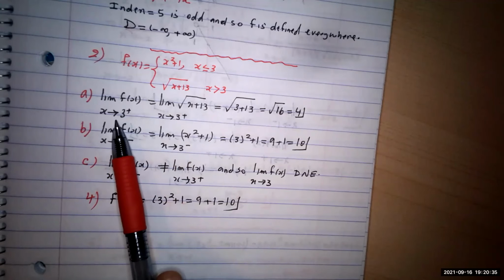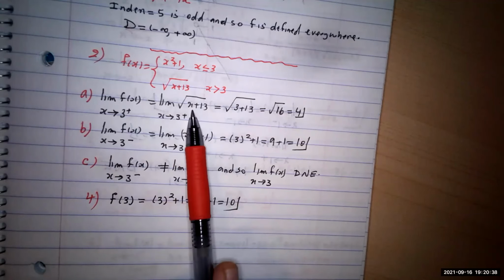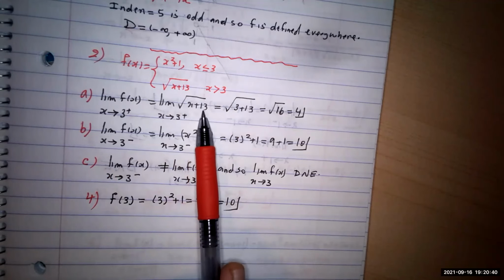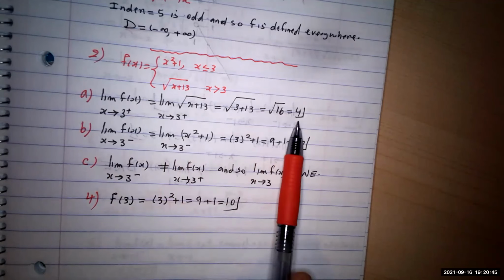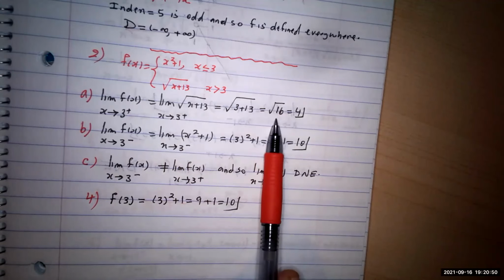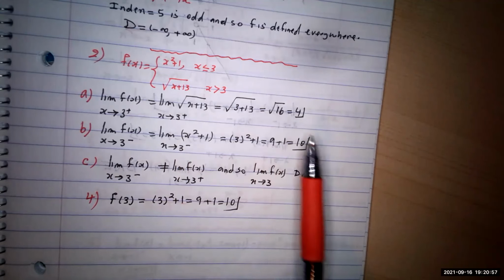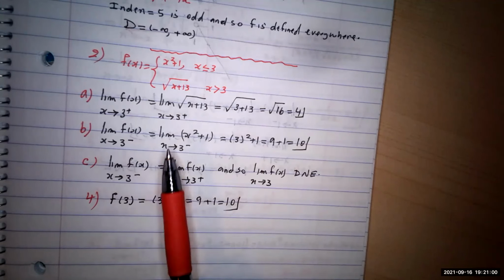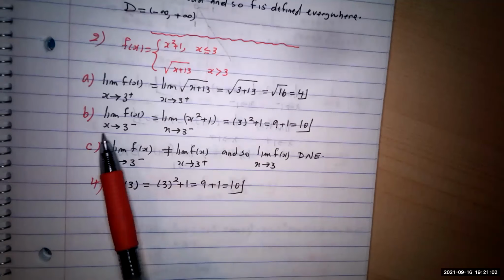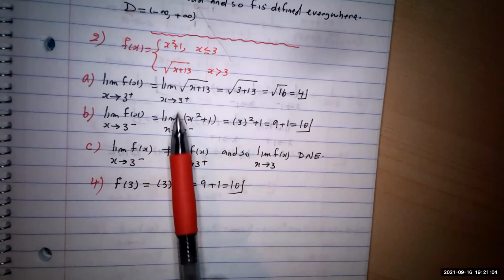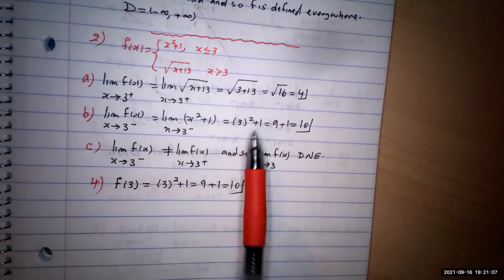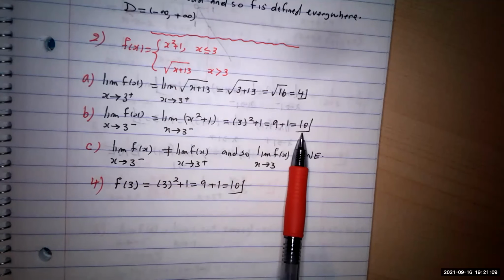So that was 3 positive, so x is bigger than 3. This is your function to be used: radical x plus 13. Limit of radical x plus 13, you substitute 3, that gives you radical 16, which is equal to 4. A couple of you, for example, somebody gave me radical 16 equal to 3.32, which is not true. Radical 16 is 4. Then that would be the right limit. For the left limit, x goes to 3 negative, x is less than 3, so use the first part now. Then you substitute and you get 10.